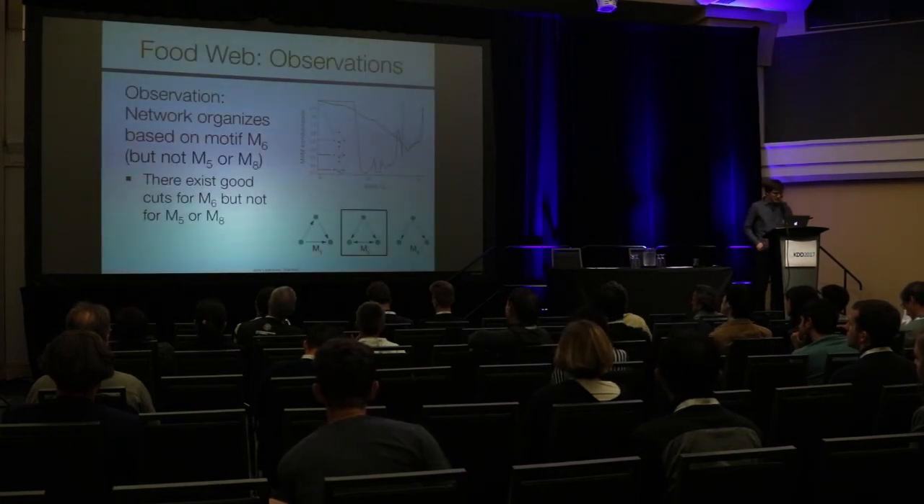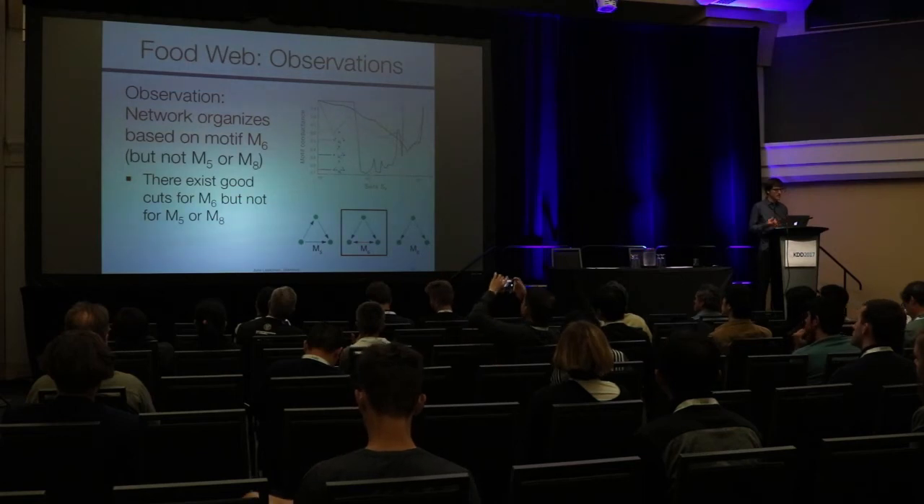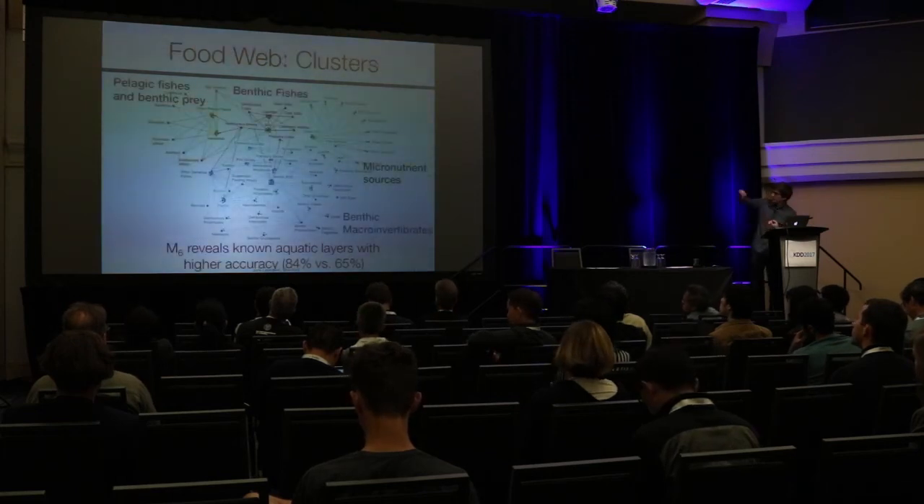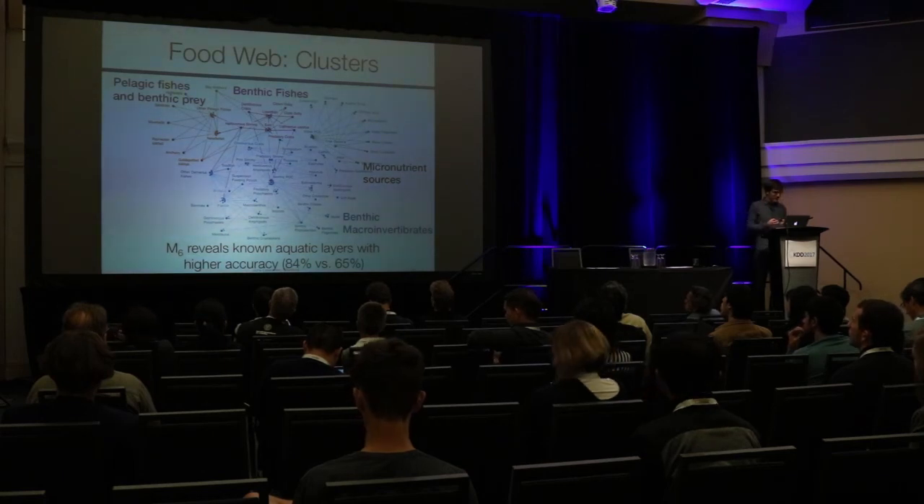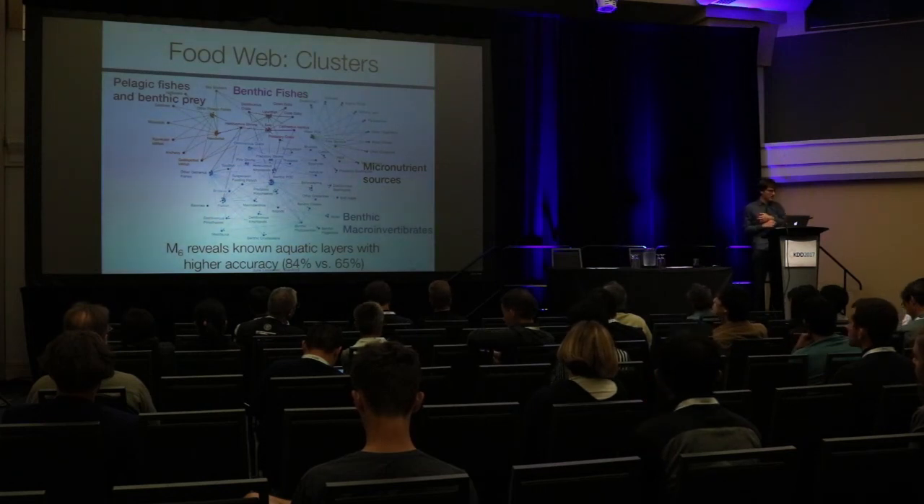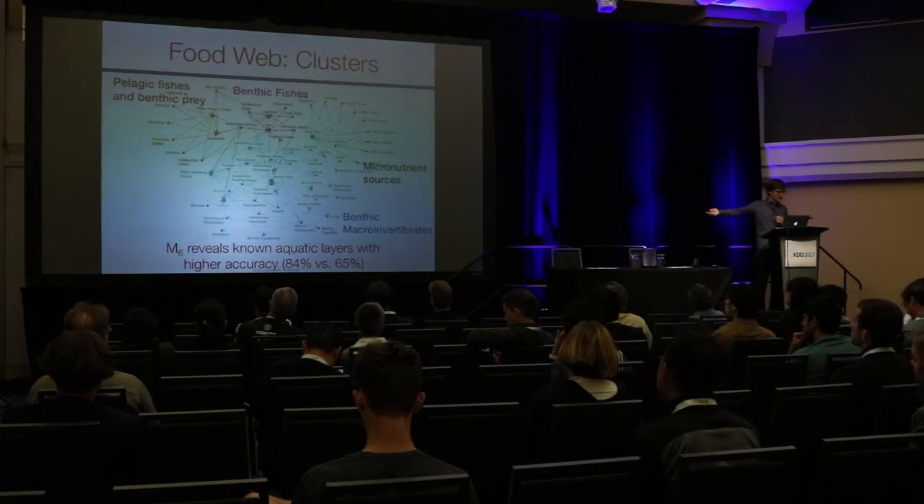So what is the observation? The observation is that this network organizes based on motif M6 and not M5 or M8 or any other motif. If you look at what the clusters identified using motif M6 correspond to, they correspond to what are known as aquatic layers. This is a marine ecosystem, so the ecosystem organizes in these layers based on the sunlight coming from the top. We can identify these aquatic layers in a totally unsupervised way, about 20% better than previous methods were able to.